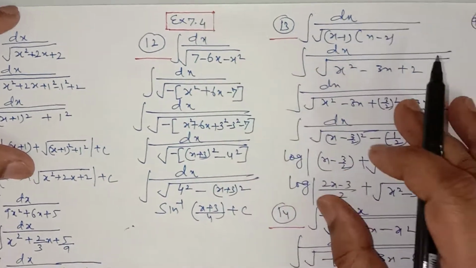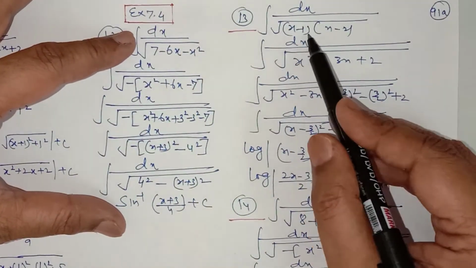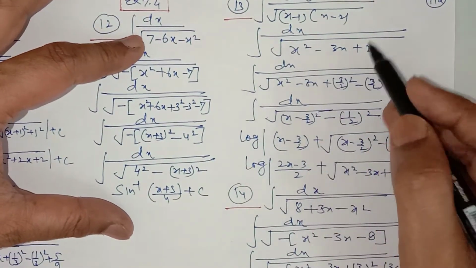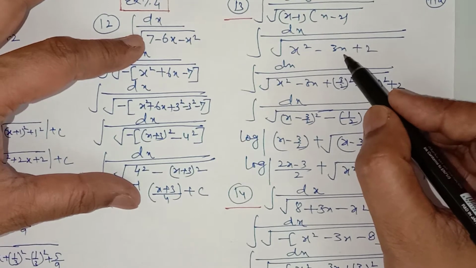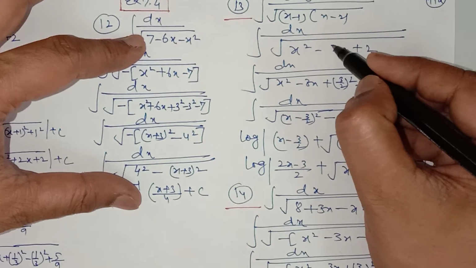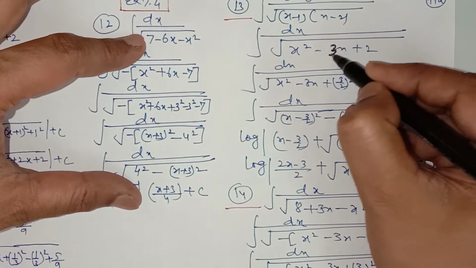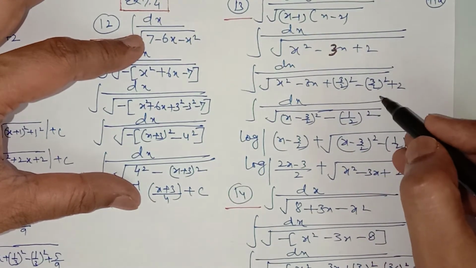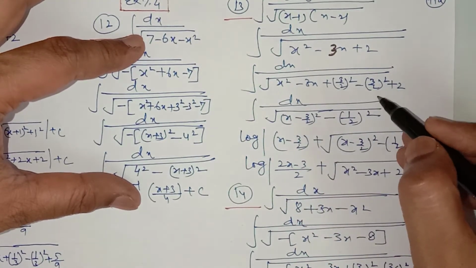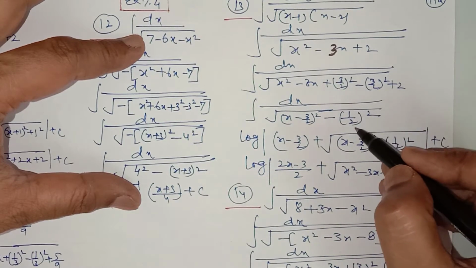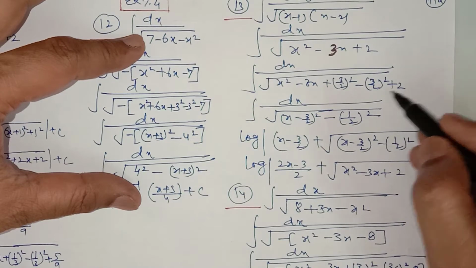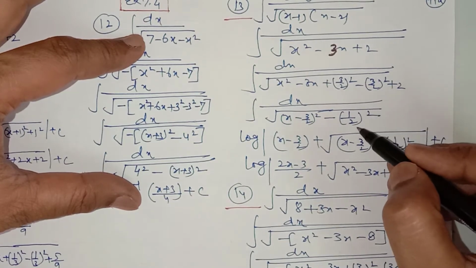Again, we have dx upon under root of x minus 1 times x minus 2; multiply and open the bracket. The coefficient of x square is already 1, and you have to add and subtract the square of half of the coefficient of x. The coefficient of x is 3, so half of it is 3 by 2. So adding and subtracting 3 by 2 whole square, this becomes the whole square of x minus 3 upon 2, minus 9 upon 4 plus 2, which becomes 1 upon 2 whole square.